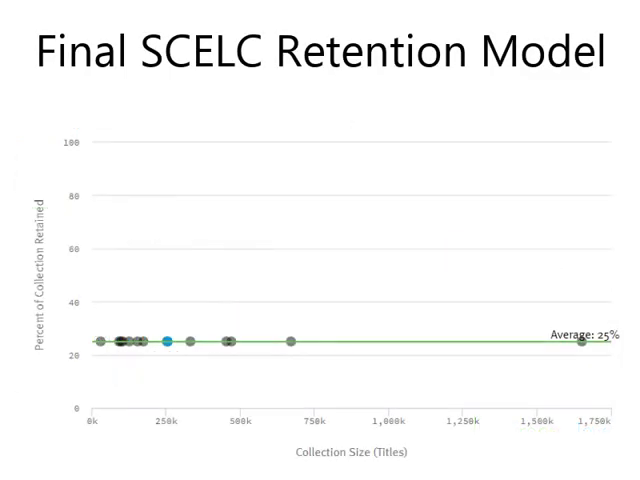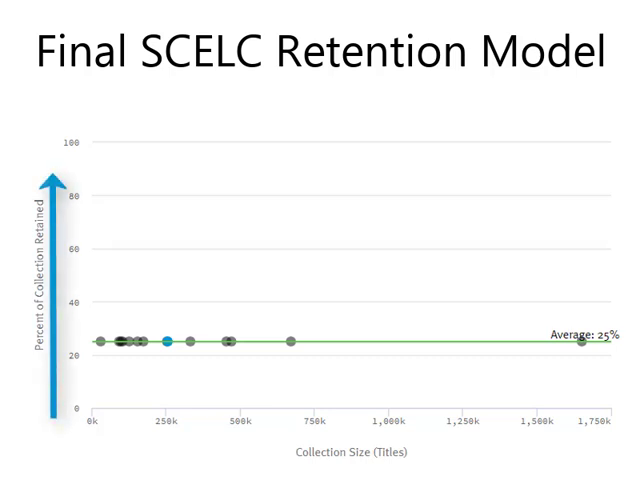This model results in a perfectly equitable retention commitment of 25% for all participant libraries, which was an important goal for the group. Keep in mind that the biggest libraries are represented by points on the far right of the scatter plot.